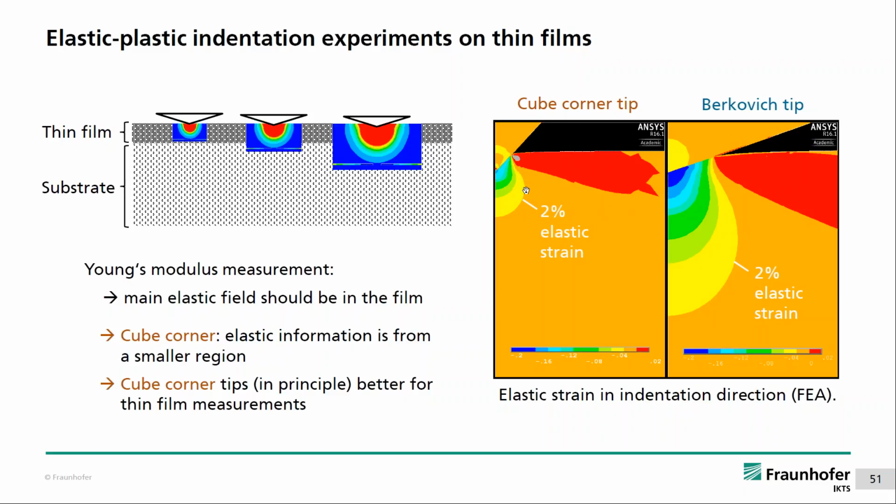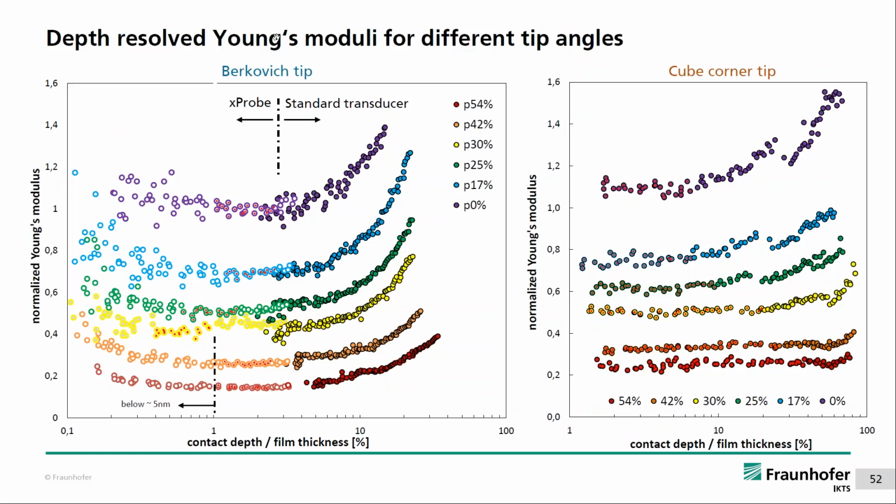And the border to the yellow color here is 2% elastic strain. So this is a representation of the elastic field. And you see the elastic field for the cube corner tip is much, much smaller than for the Berkovich tip. So you would say, okay, the cube corner tip is much better for thin film testing, so we used the cube corner tip. Of course we did so, but we also compared it to the Berkovich results.